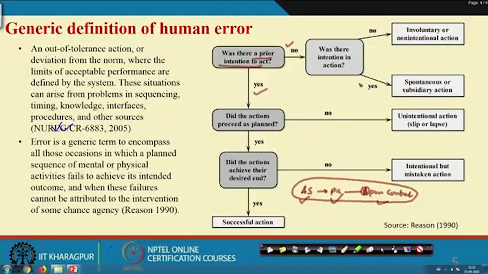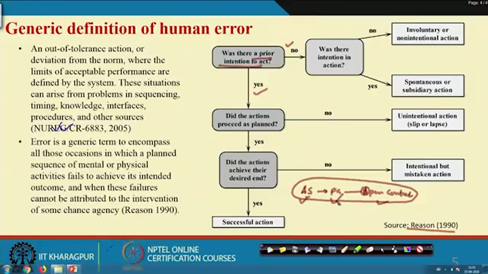If there is no intention, then they are involuntary and spontaneous subsidiary actions. This is not our primary part, we are not interested in it, but if you are interested, please go through this book. There is an explanation. So I am considering the other part. Suppose intention was there, meaning the planning was done so that, to protect against overpressure, the operator will do this and this. There is perfect planning, let it be like this, or the planning may be imperfect also. Suppose intention is there, then did the action proceed as planned?